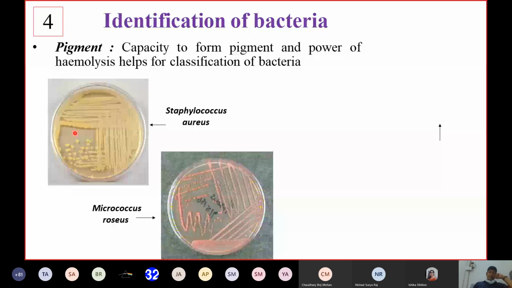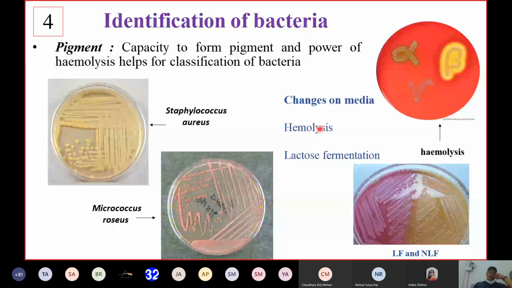Again, in changes in media, we can see hemolysis, and we can see lactose fermentation that we have already discussed. Alpha hemolytic, beta hemolytic, and gamma hemolysis. Gamma hemolysis we haven't discussed earlier. It is just a misnomer. Though we say gamma hemolysis, there is no hemolysis at all. So gamma hemolysis is no hemolysis, simply a misnomer. Alpha hemolysis is partial hemolysis, and in blood agar the changes around the colony will be greenish in color. In case of beta hemolysis, the changes around the colony will be clear yellow.